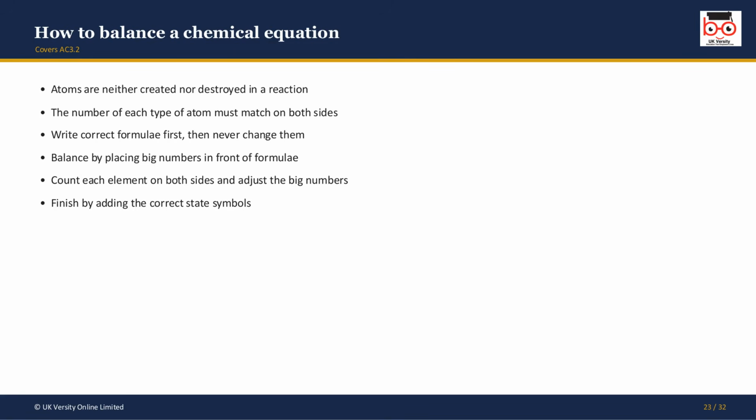Balancing equations rests on one principle. Atoms are never created or destroyed, so the number of each type of atom must match on both sides. First, write the correct formulae, and then never change them. You balance by placing big numbers in front of the formulae, counting each element on both sides and adjusting those big numbers until everything matches. Finish by adding the correct state symbols.